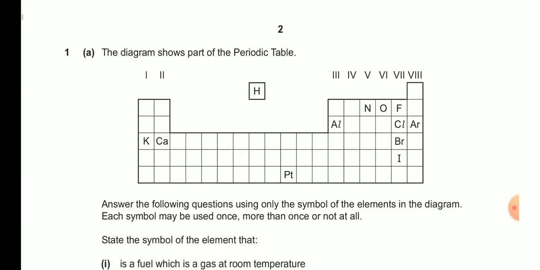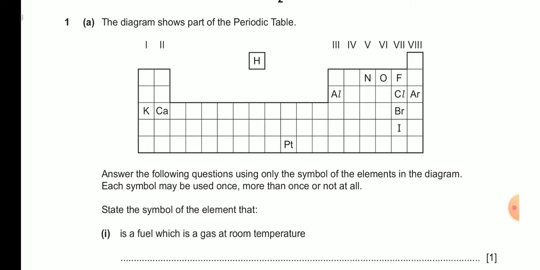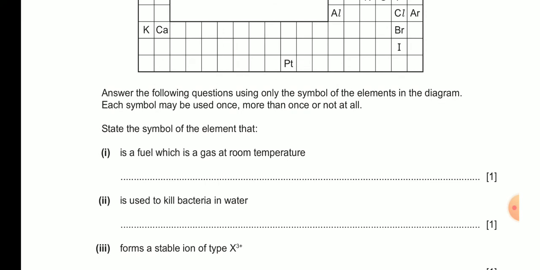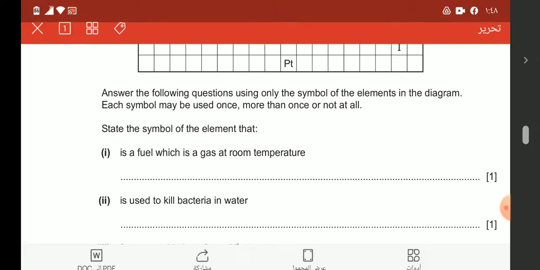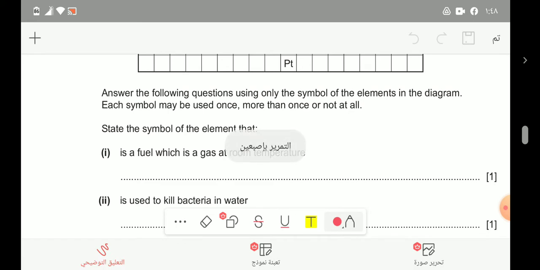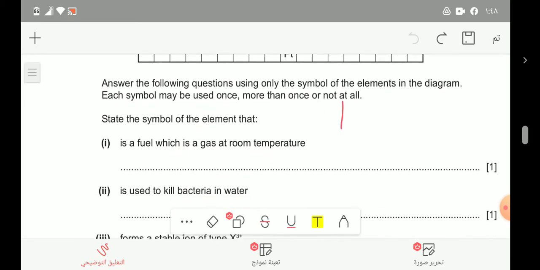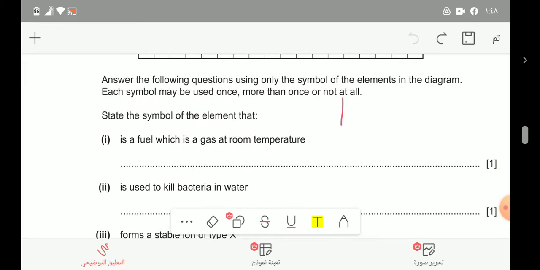Firstly, question number 1 is about the periodic table. There are some elements, metals and non-metal elements, from group 1 to group 7. We'll ask some questions. The first is a fuel which is a gas at room temperature. It is hydrogen.